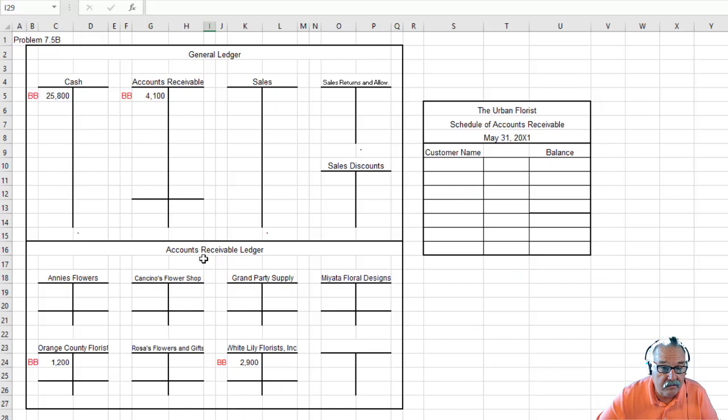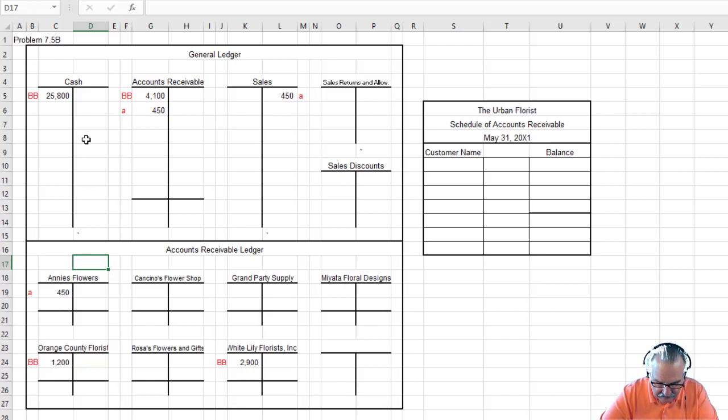First transaction was for Annie's Flowers, debit accounts receivable $450 and credit sales $450. I'll label this A, and because we put something into accounts receivable, we have to go down below here to Annie's Flowers and put it as a debit. We're only posting what goes into accounts receivable. So the accounts receivable ledger is not going to be double entry like the general ledger. It's just going to be any transaction that we put in accounts receivable, we're going to post it down to the specific customer that we're keeping track of.